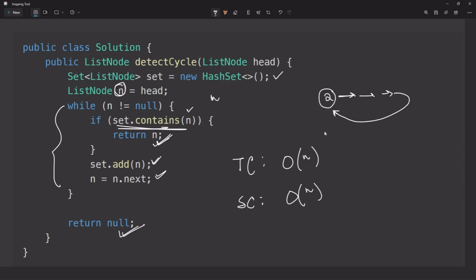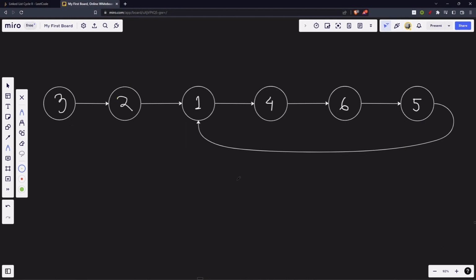Now let's look at our second approach. We are going to make use of the fast and slow pointers. What are we going to do? We are going to initially place both of them at the head node, and we are going to move them in a particular way. Slow will move by one place, but fast will move by two places at each step.